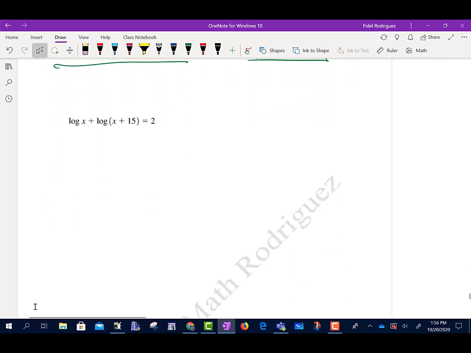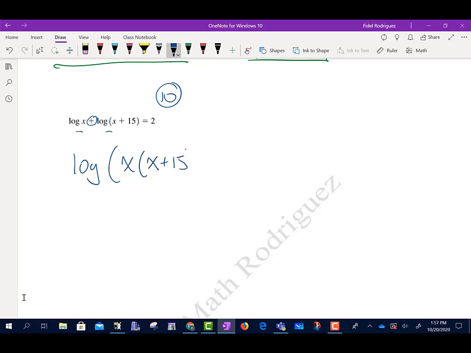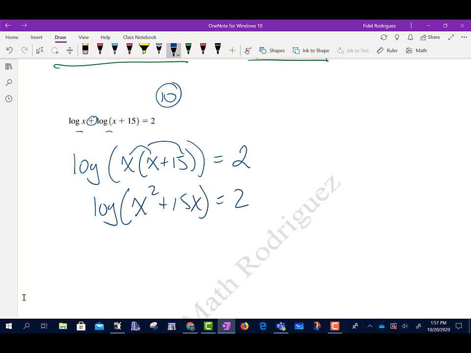So the next problem we have here, again, first thing I want you to notice is there is no base number written. So the base number, again, is understood to be 10. If you remember what we said before, when we're adding two separate logarithms, what this means is that we have the log of x times x plus 15 is equal to 2. So I'm going to go ahead and distribute that. That's going to be the log of x squared plus 15x is equal to 2.